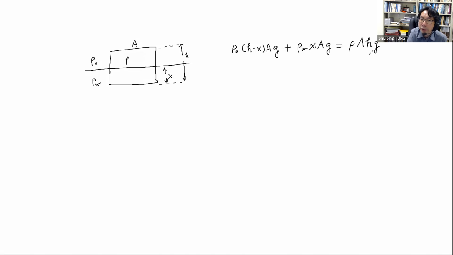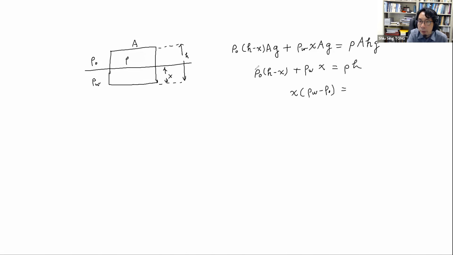So all the g cancel on both sides, right? And now the A and the g, they cancel. So now I have rho naught (h minus x) plus rho W x equal to rho h. Is that right? Now I can solve for x.